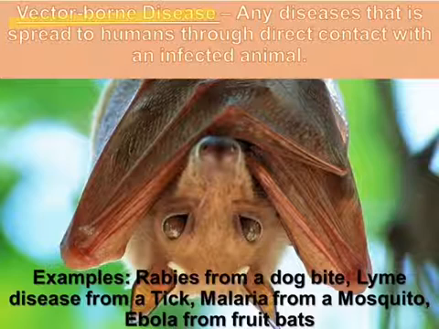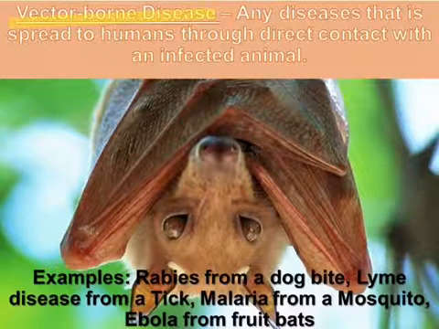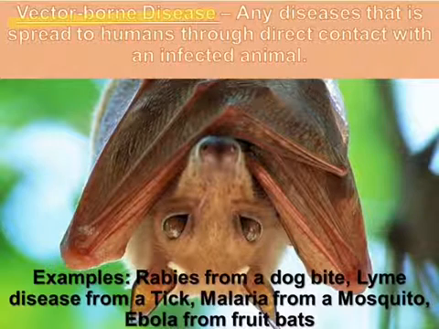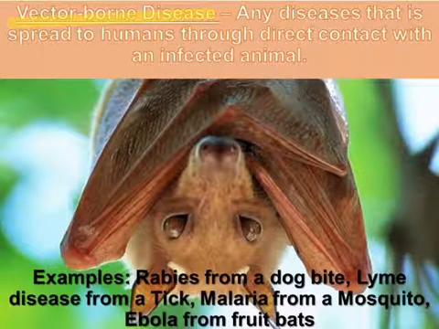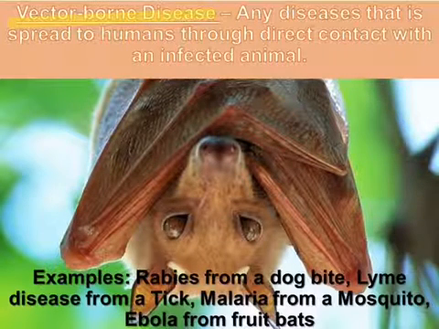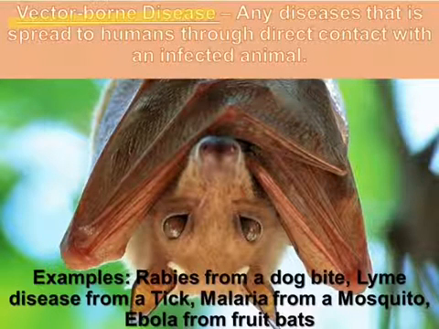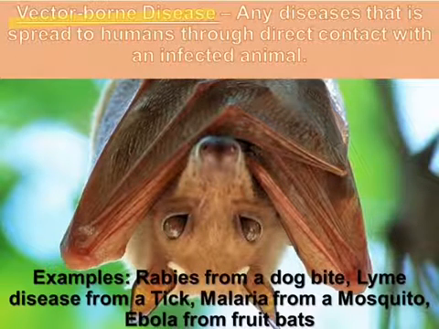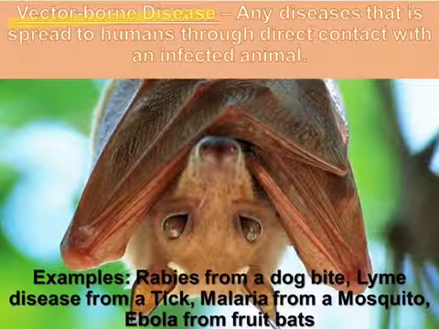Diseases that are spread by vectors are called vector-borne diseases, which are spread through direct contact with the animal. Anytime you see "borne" at the end, that means it's describing the transmission of the pathogen. So rabies is a vector-borne disease, which can come from an infected animal bite. Lyme disease, like we just talked about, malaria from a mosquito, and Ebola from fruit bats. This is a fruit bat in the picture.